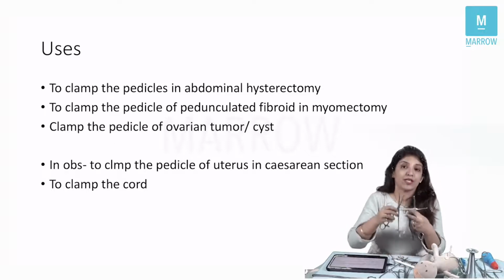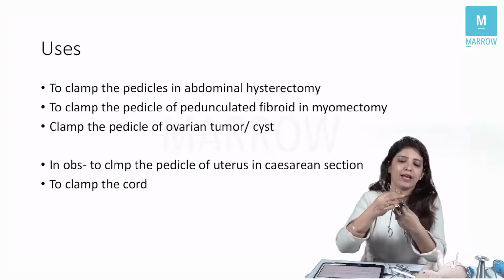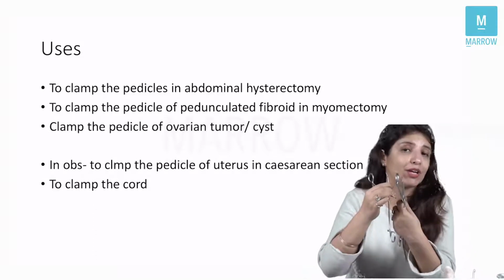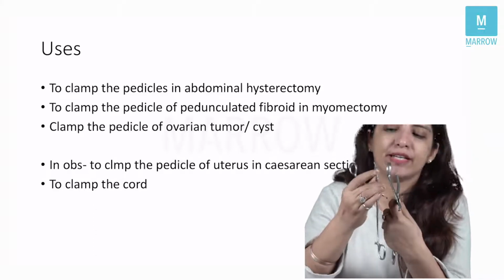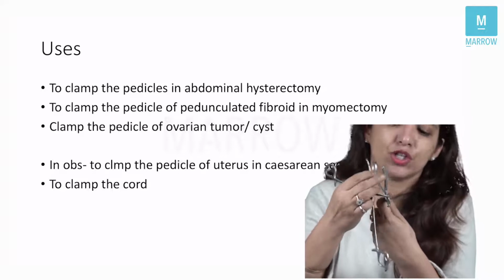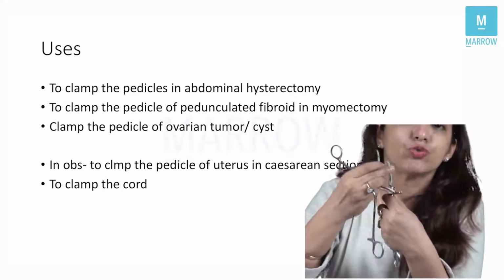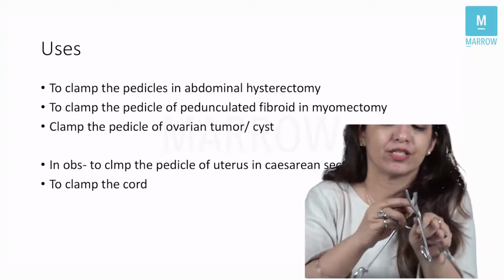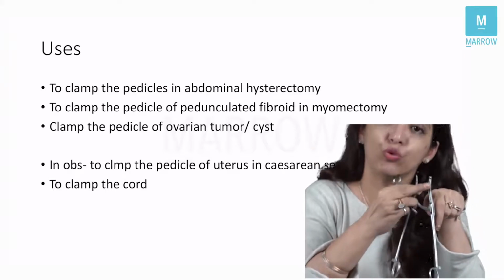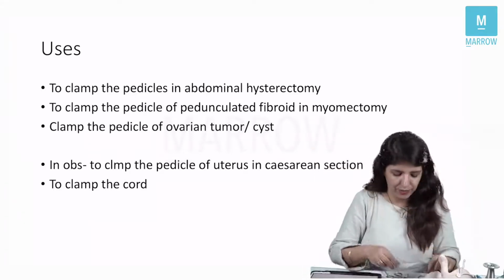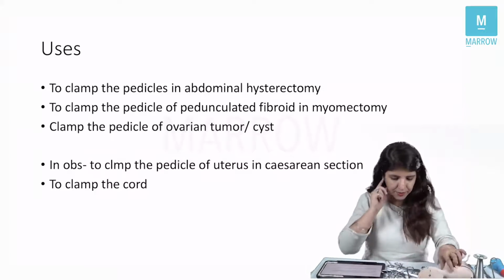Again, if you want to see the difference between Kocher's and Mangot's clamp, both of them will have one tooth and two teeth. But in Kocher's, there will be transverse serrations. In Mangot's, on one side, there will be a longitudinal bar, and on the other side, there will be a longitudinal groove, right?